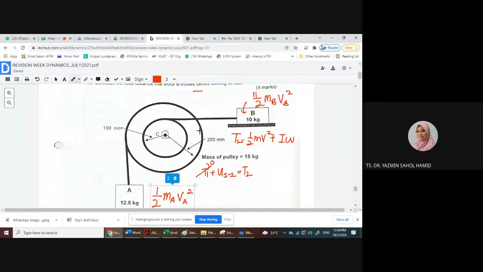Now, puli ni boleh ke kiri ke kanan ke atas ke bawah ke dia boleh rotate? Puli ni dia boleh rotate, pusing. So apa kinetic energy untuk puli tu? Amirul Iman ni baca ni.